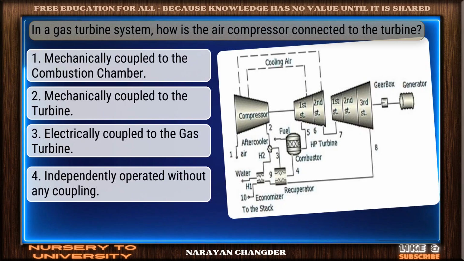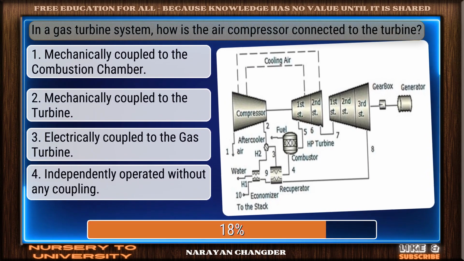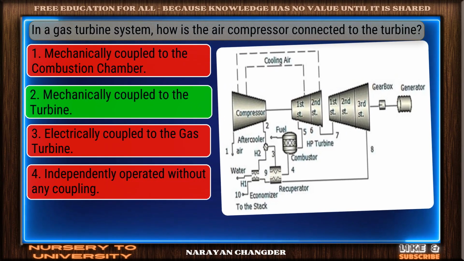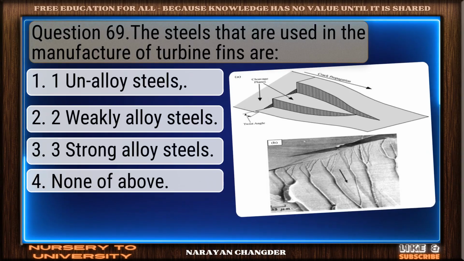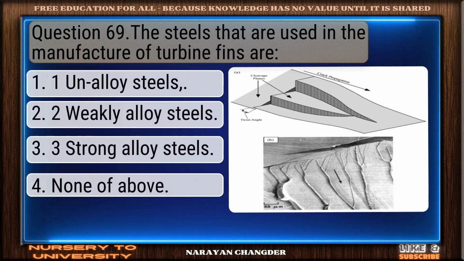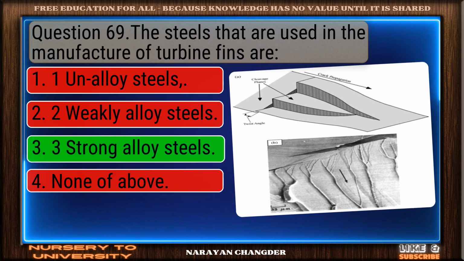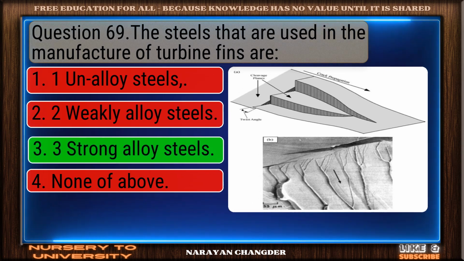In a gas turbine system, how is the air compressor connected to the turbine? Nice work. You chose mechanically coupled to the turbine, and it is correct. Question 69. The steels that are used in the manufacture of turbine fins are? Excellent. 3 strong alloy steels is a brilliant choice.